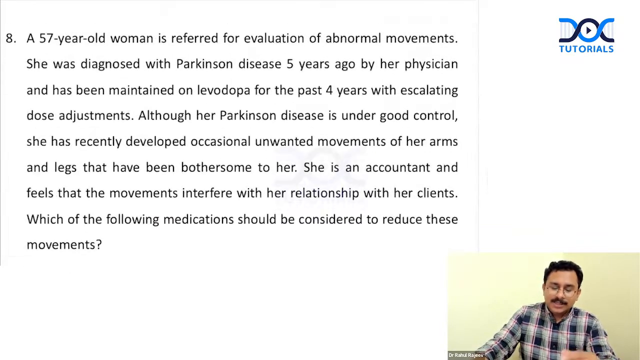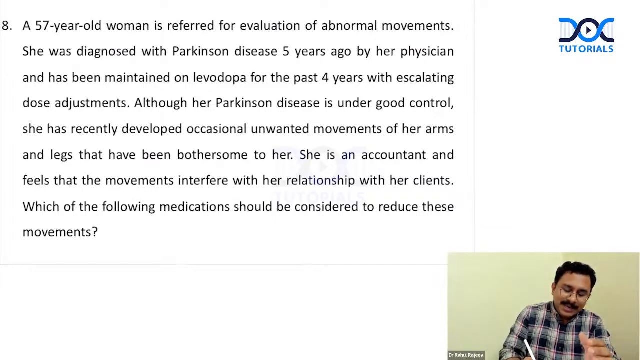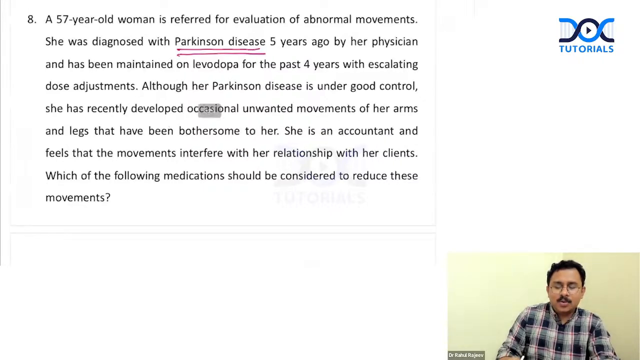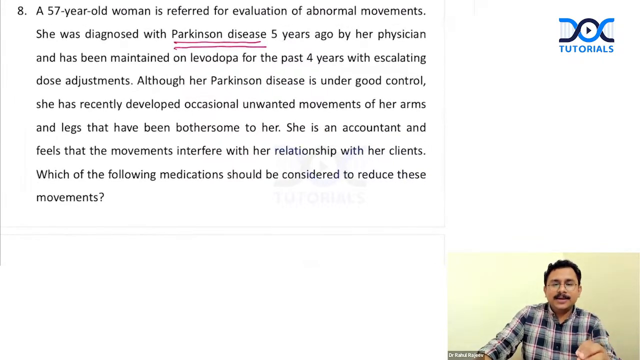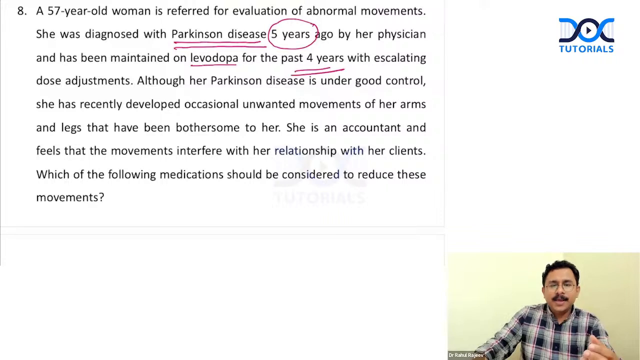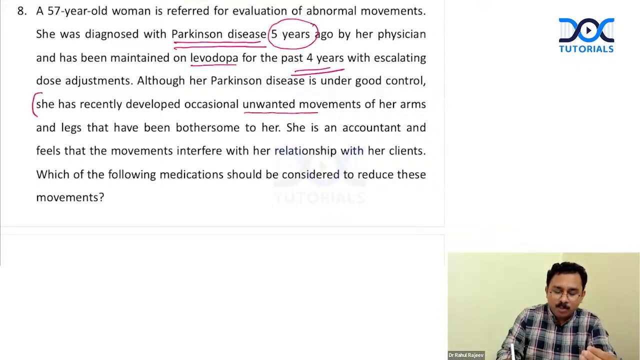Well, my dear students, one thing is quite clear. The patient has been diagnosed with Parkinson's disease. So let us be clear on one fact that the patient has Parkinson's disease, and the patient has been on treatment with levodopa. It has been some time since the patient's Parkinson's disease was diagnosed, and for the past 4 years, the patient is on treatment. And the question says the Parkinson's disease is under good control. So we are assuming that the patient is happy with the medications, but of late, she has developed some problems. And these are certain unwanted movements of her arms and legs, which is bothersome to her.